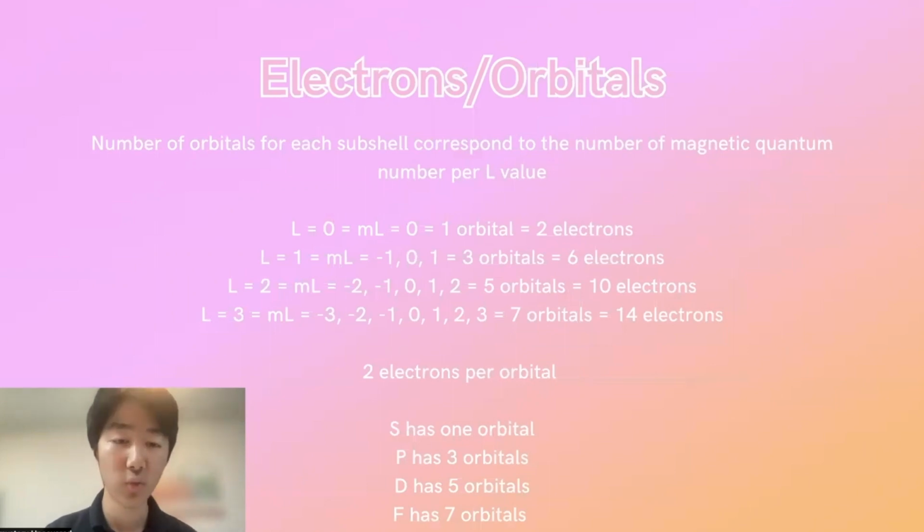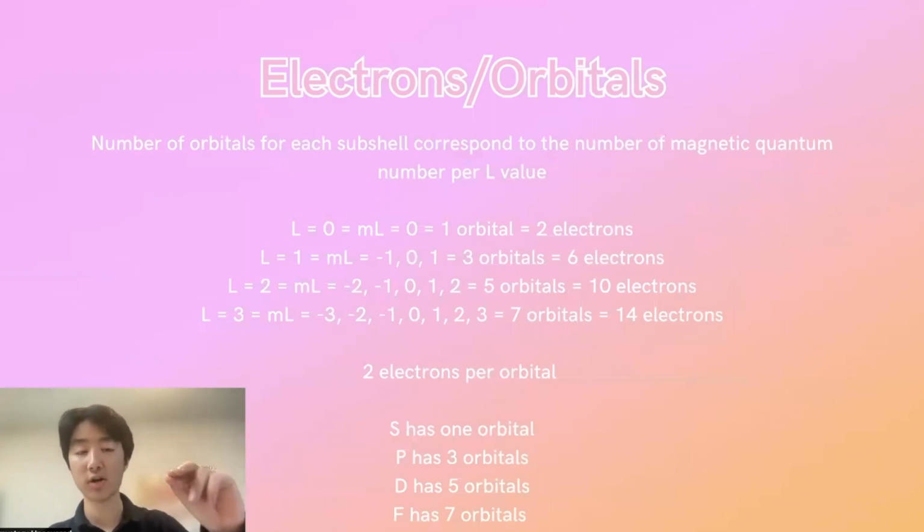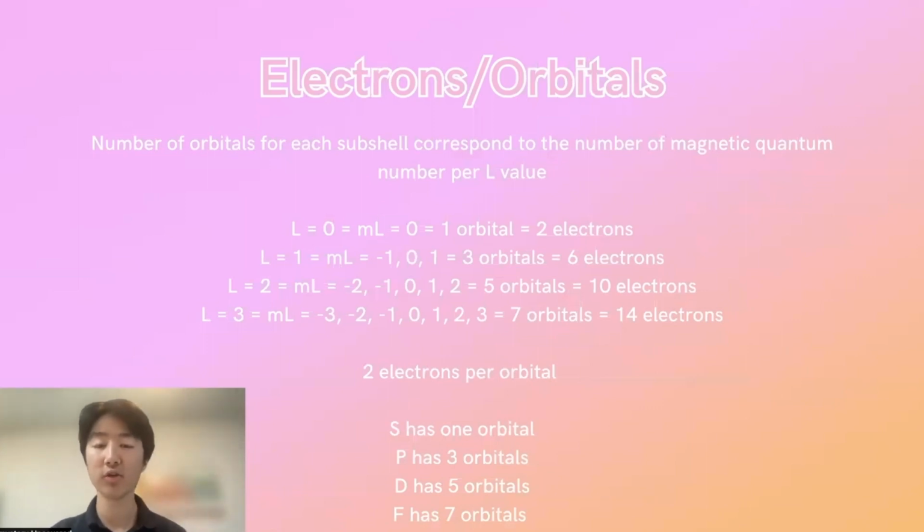When the L value is 1, the ML value can equal -1, 0, or 1, which means there's 3 orbitals. So for however many ML values there are, that's however many orbitals there are. And to find the total electrons, you just multiply the orbitals by 2. So basically S has 1 orbital, since L equals 0 corresponds to ML is 0, which corresponds to 1 orbital. P has 3 orbitals, D has 5 orbitals, and F has 7 orbitals.